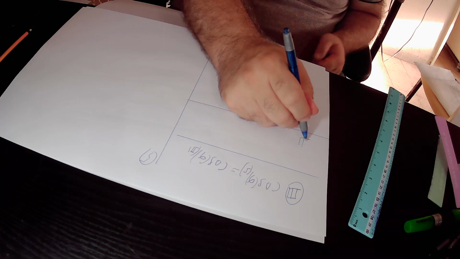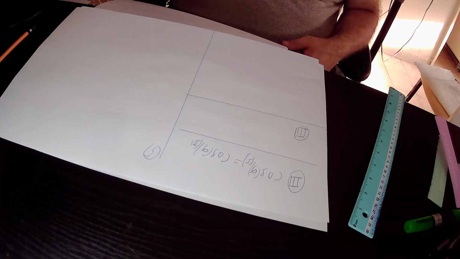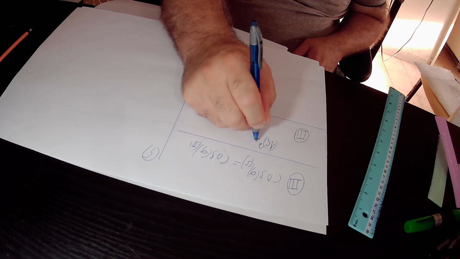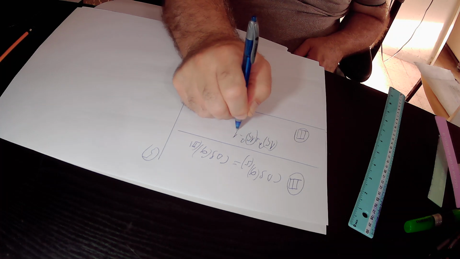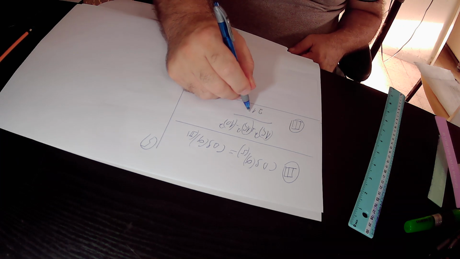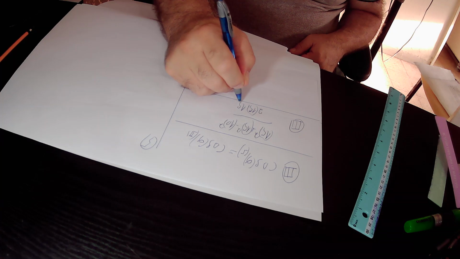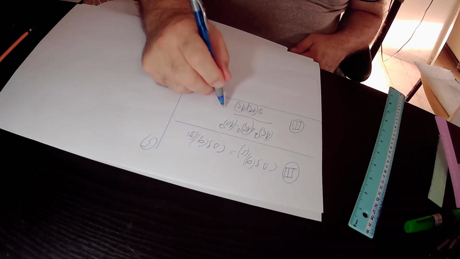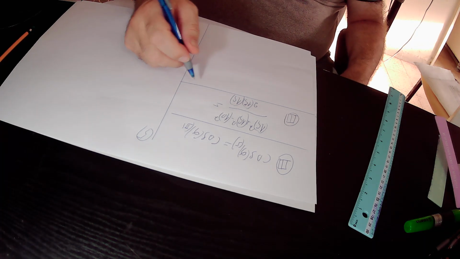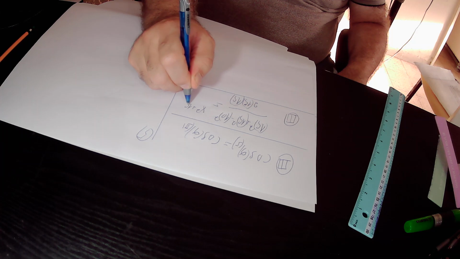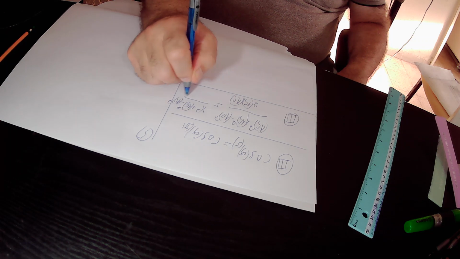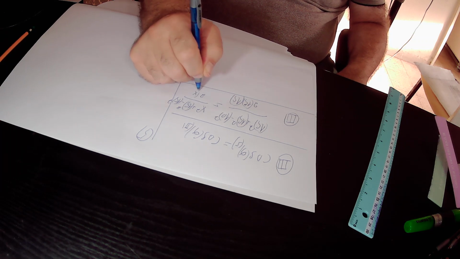So cosine alpha according to equation 1 equals 15 squared plus 15 squared minus 10 squared over 2 times 15 times 15. And it must be equal to cosine alpha according to equation 2. Cosine alpha according to equation 2 equals x squared plus 15 squared minus 15 squared divided by 2 times x times 15.